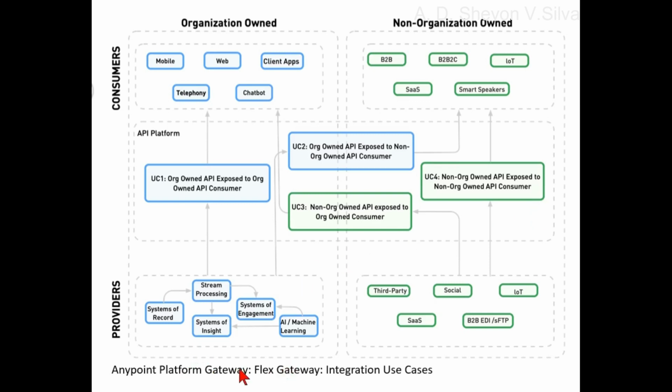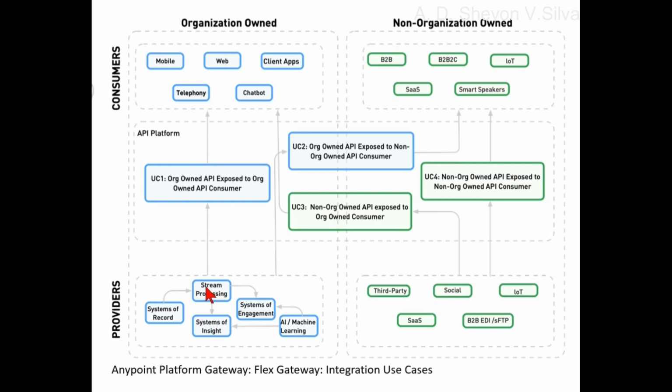Here you can see providers, and here you can see organization owned and non-organization owned. Here you can see providers and consumers. Systems of record is connected to stream processing. Stream processing is connected to systems of engagement and systems of insight. And AI or machine learning is connected to systems of engagement and systems of insight.